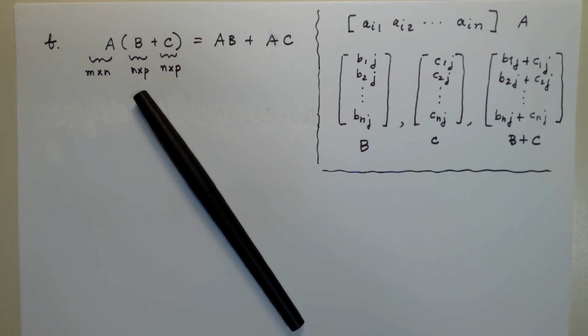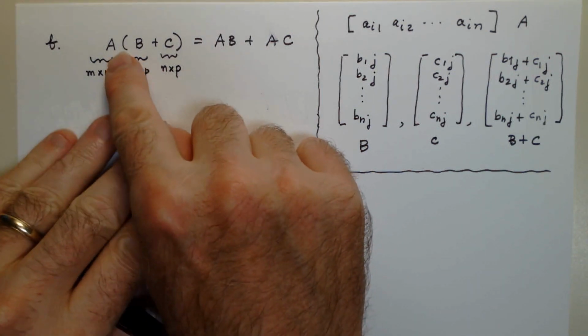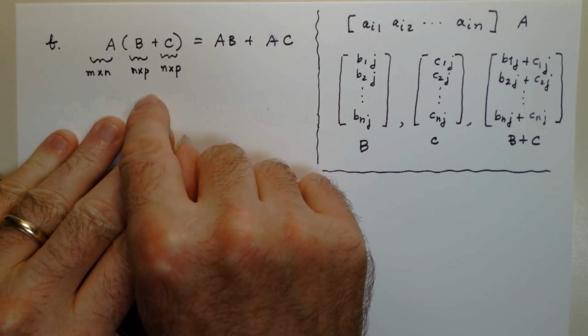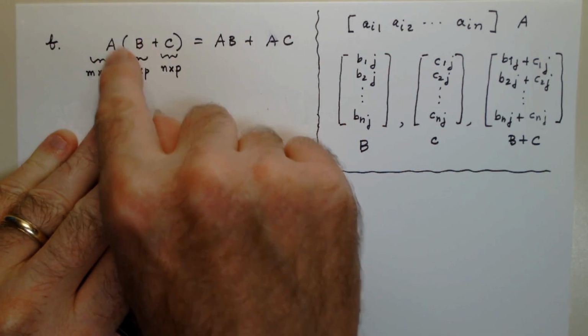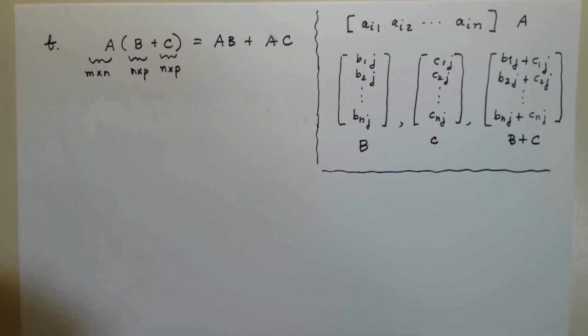Welcome to the document camera. We're going to prove law B, or part B of theorem 3.3 on properties of matrix multiplication. And this is the left distributive law. So we have to show that if I add the matrices B and C first and then multiply by A, that's the same as multiplying A and B, multiplying A and C, and then adding those matrices together. Now, we're assuming throughout that the matrix addition and the matrix multiplications that we see are conformable.